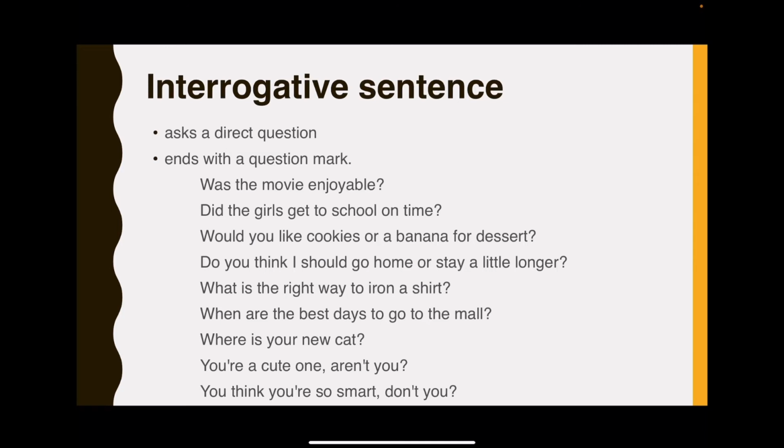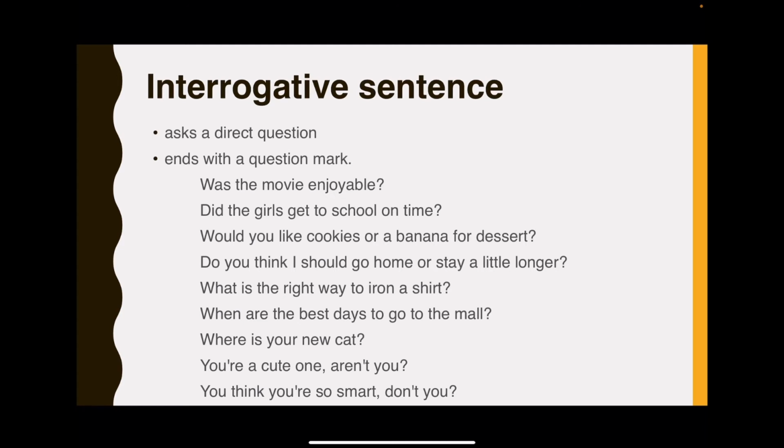Was the movie enjoyable? Did the girls get to school on time? Would you like cookies or a banana for dessert? Do you think I should go home or stay a little longer? For the first 4 questions, they are called yes-no questions. It seems that we can answer yes, no, or please, or whatever.